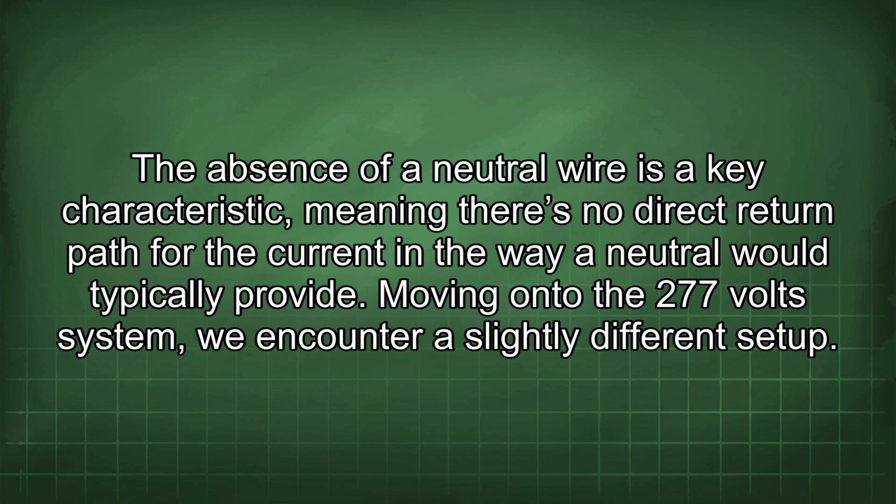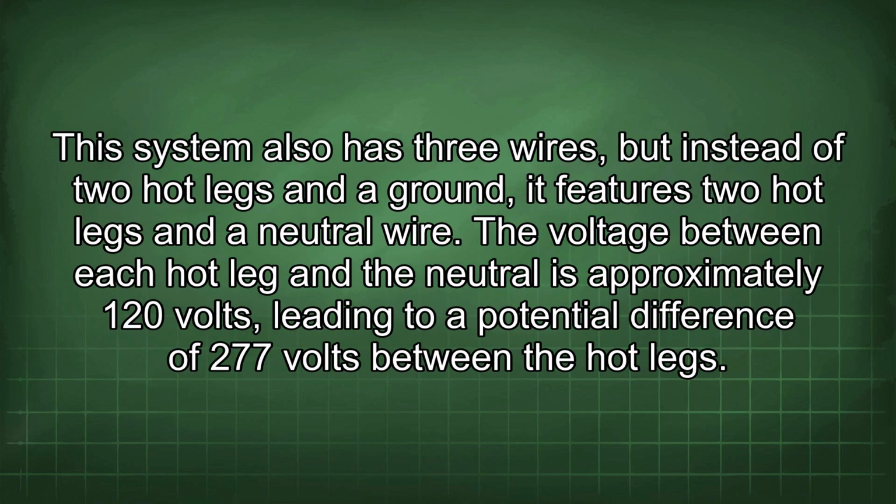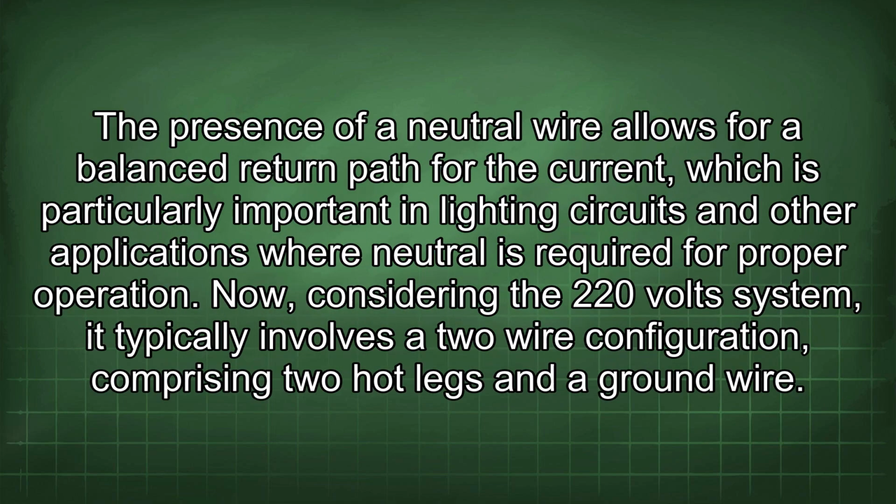Moving on to the 277 volt system, we encounter a slightly different setup. This system also has 3 wires, but instead of 2 hot legs and a ground, it features 2 hot legs and a neutral wire. The voltage between each hot leg and the neutral is approximately 120 volts, leading to a potential difference of 277 volts between the hot legs. The presence of a neutral wire allows for a balanced return path for the current, which is particularly important in lighting circuits and other applications where neutral is required for proper operation.